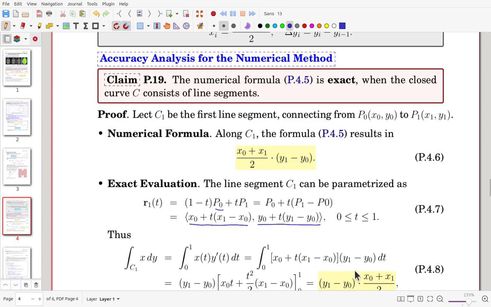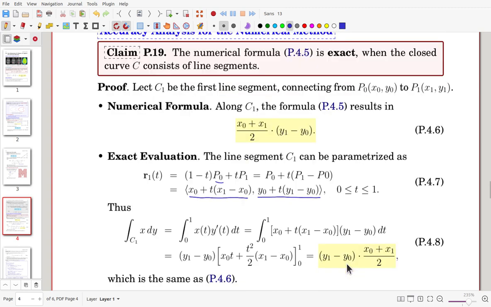And dt. y1 minus y0 is a constant. We can put this one outside the integral. And for the remaining part, we find the antiderivative of this one. That is x0 t plus t squared over 2 times x1 minus x0. And we evaluate this antiderivative between 0 and 1. Then we can simplify to get the result.